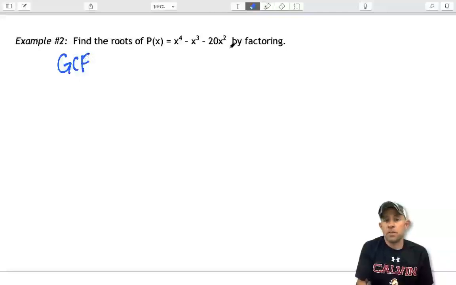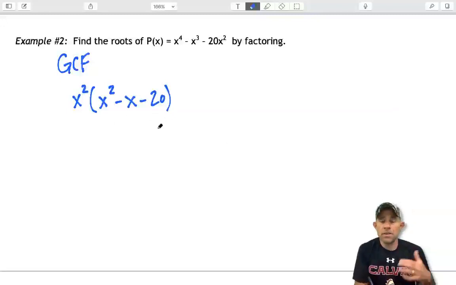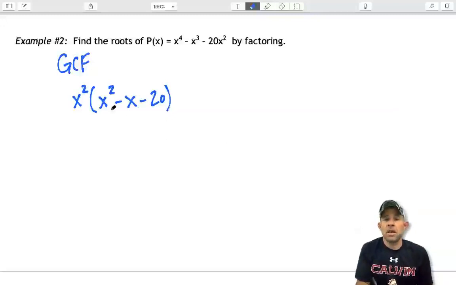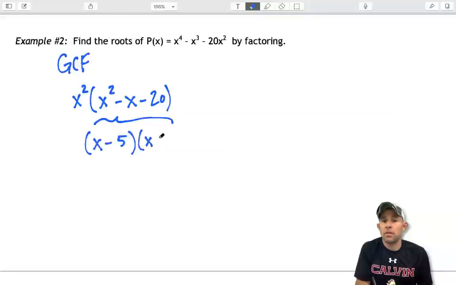So if I look across my three terms here, I notice that I can factor out an x squared. When I do that, I'm going to be left with x squared minus x minus 20. Now I have a trinomial inside that set of parentheses, and I know that this is factorable even further. I know that there are factors of negative 20 that add to give me negative 1. So I'm going to break this trinomial down into the factors x minus 5 times x plus 4.